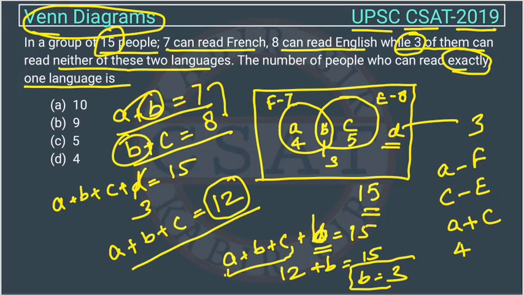So A is how much? 4. C is how much? 5. So this is 9. So the answer will be 9. So option B is the correct answer, right?